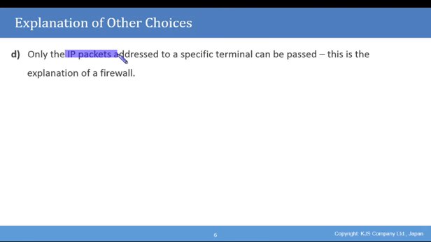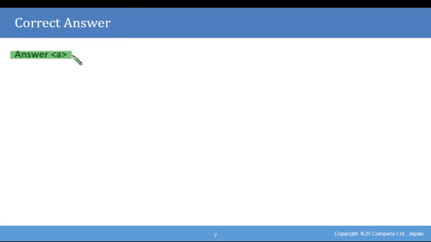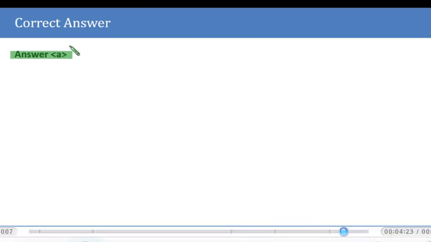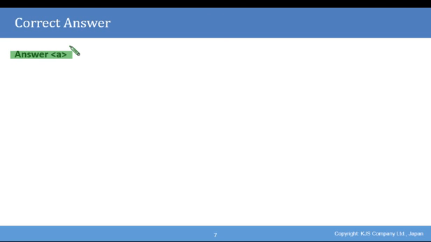Finally, only the IP packets addressed to a specific terminal can be passed. This is the explanation of a firewall. And so here we can see our answer is A. In this question, what we've looked at is the NAT function and how this can be used for not only security but also forwarding packets and conversion of IP addresses. We've also looked at some of the differences between antivirus software and proxy software as well as firewalls.